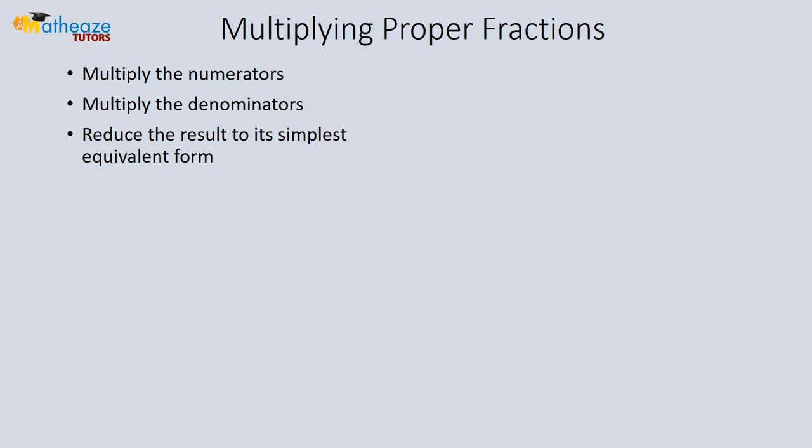Let's start with something like this. We start with 3 over 4 times 2 over 3. So we multiply the numerators, so that is 3 times 2, and we multiply the denominators, which is 4 times 3. So 3 times 2 is 6, 4 times 3 is 12, and then we want to reduce the result to a simplest form.